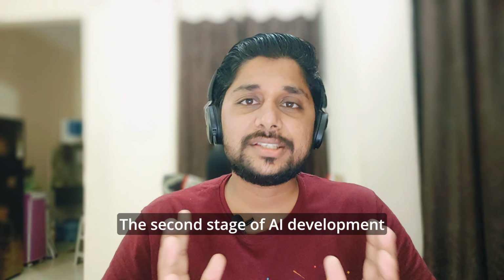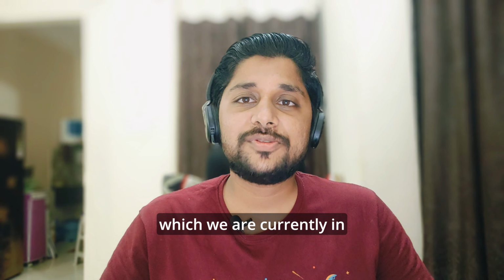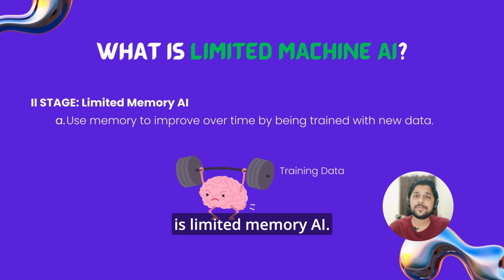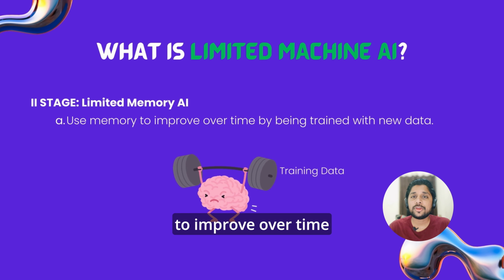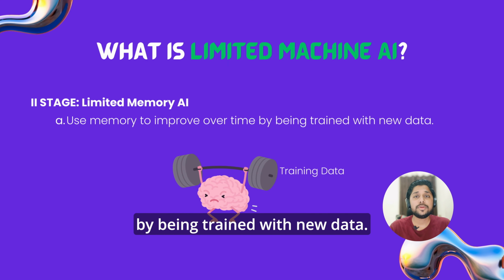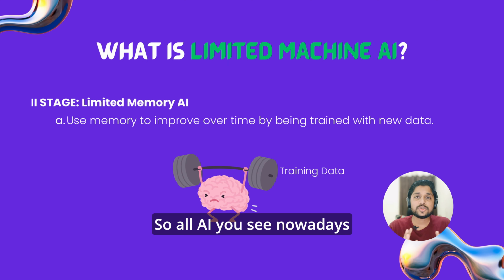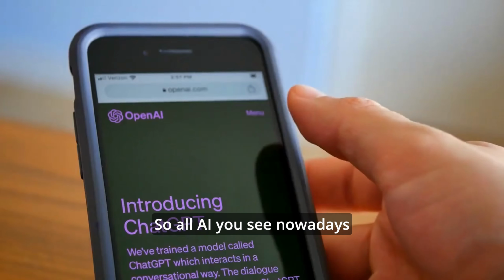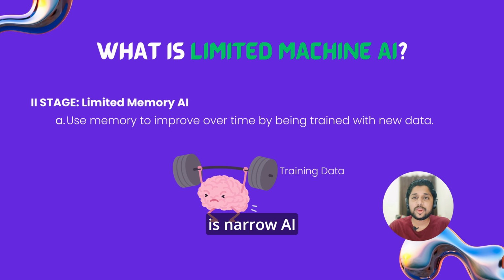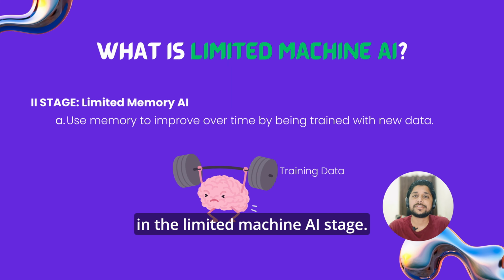The second stage of AI development, which we are currently in, is limited memory AI. It can use memory to improve over time by being trained with new data. So all AI you see nowadays, even ChatGPT, is narrow AI in the limited memory AI stage.